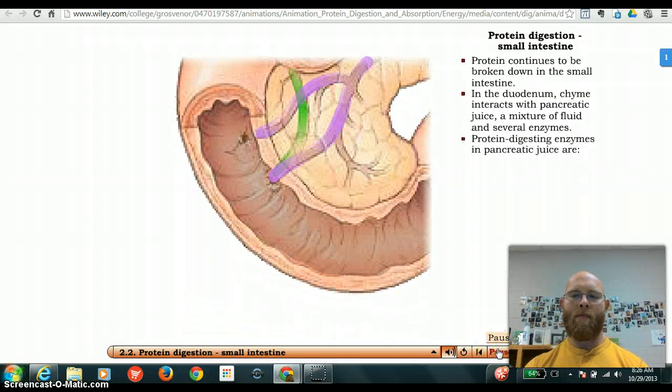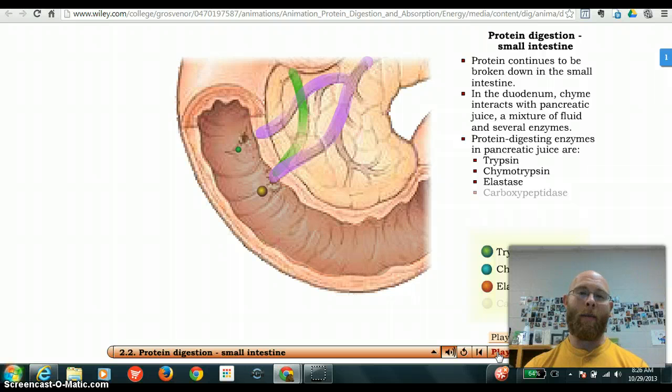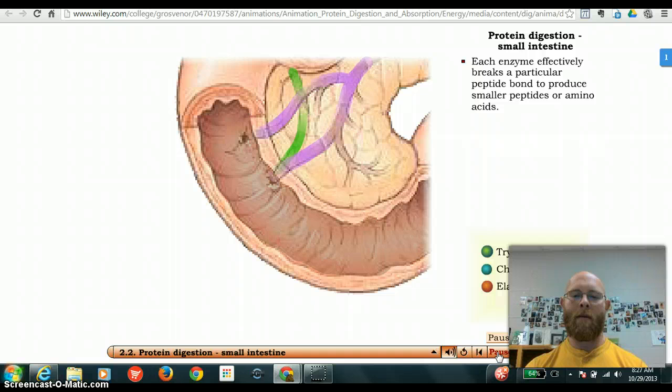It contains the protein digesting enzymes trypsin, chymotrypsin, elastase, and carboxypeptidase. Okay, we're getting into some technicality here. So there are basically four different types of enzymes involved in breaking down these things. Each enzyme effectively breaks a particular peptide bond to produce smaller peptides or amino acids.